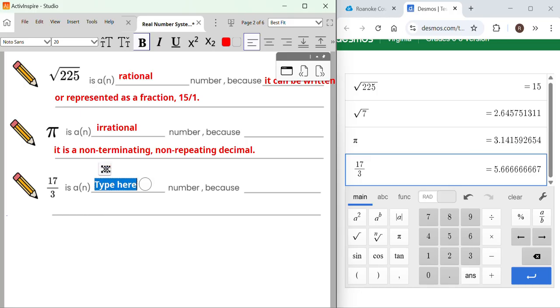So a fraction, just like we said before, is definitely rational, and we will describe it like we did above and say that it is written as a fraction and it is also a repeating decimal. All right, let's go on to the next page.